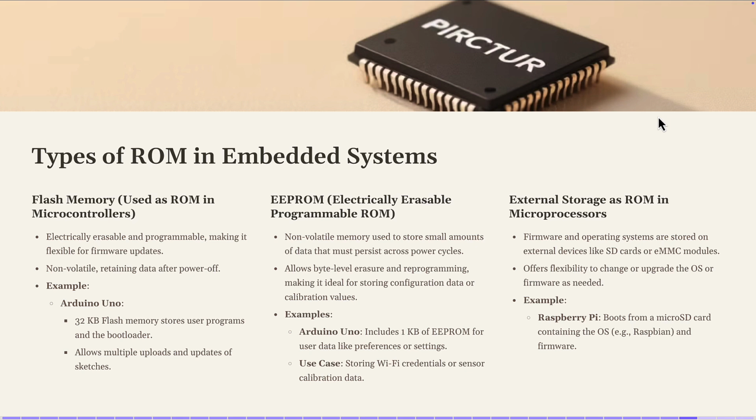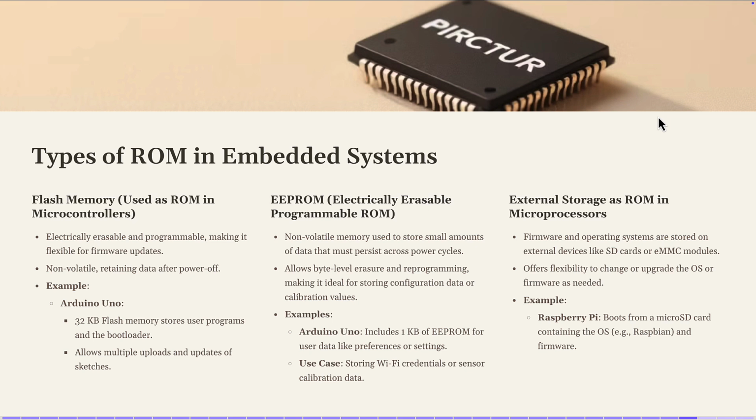So there are different types of ROMs. Flash memory, which is used in microcontrollers, can be erased or programmed, making the firmware flexible for updates. An example is the Arduino Uno. Usually when you upload your program, you put it in the firmware, with a maximum of 32 kilobytes of flash memory to store your program. So your program is the firmware of the microcontroller, which will be loaded by the bootloader. This allows multiple uploads and updates of sketches, or Arduino scripts.